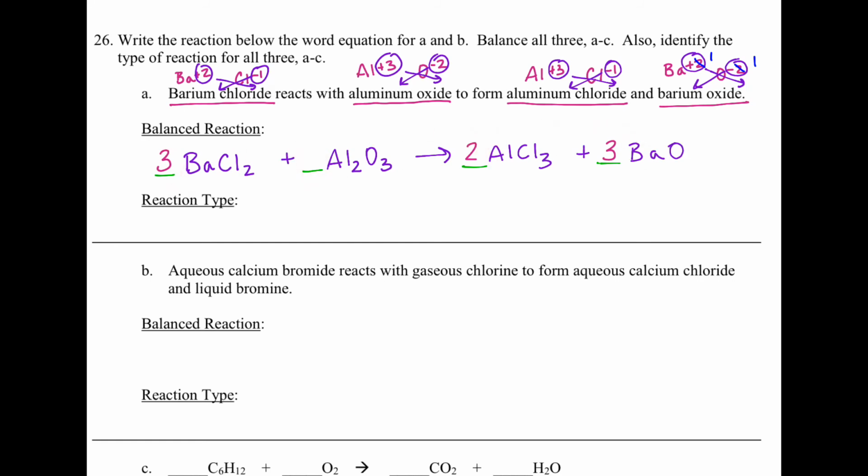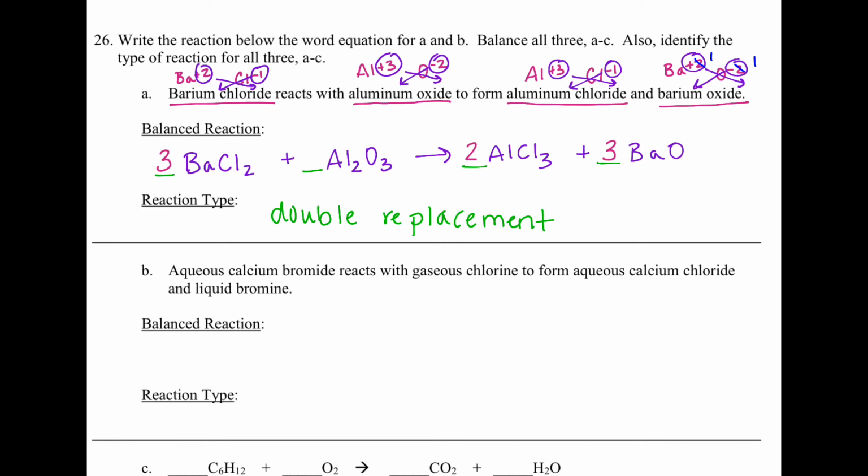And for our reaction type, since both of these are ionic compounds on both sides of the reaction, if we have 2 compounds on both sides of the reaction, that makes this a double replacement reaction. We have 2 compounds switching their partners to form new ones. Okay? So there we are with question 26. Moving on to 26B, we'll do the same thing.